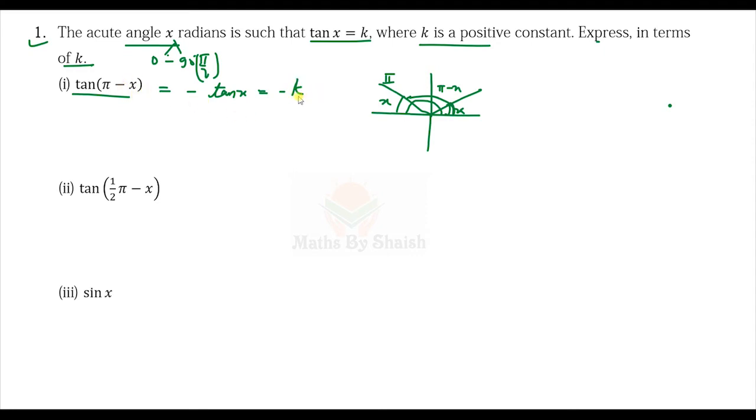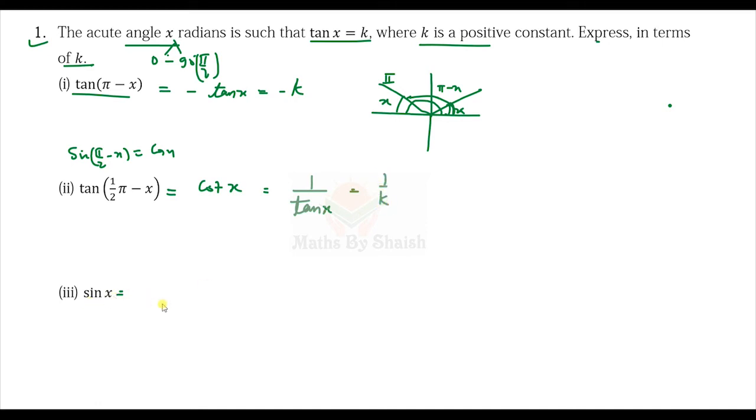Once we have x between 0 and 90 degrees, or 0 to pi by 2 in radians, it is minus k. Now we know that tan of pi by 2 minus x would be cot x. Similarly for sine and cos: sine of pi by 2 minus x is cos x, and cos of pi by 2 minus x is sine x. This is simply complementary angles. For complementary angles, sine changes to cos, cos changes to sine, and tan changes to cot. And we know that cot is 1 over tan x, and hence it is 1 over k.